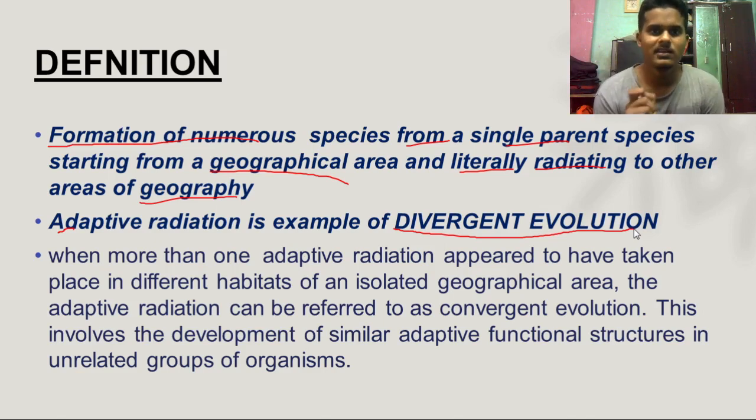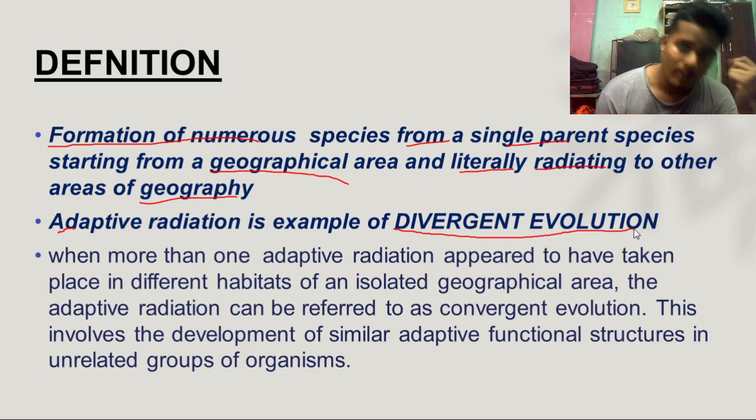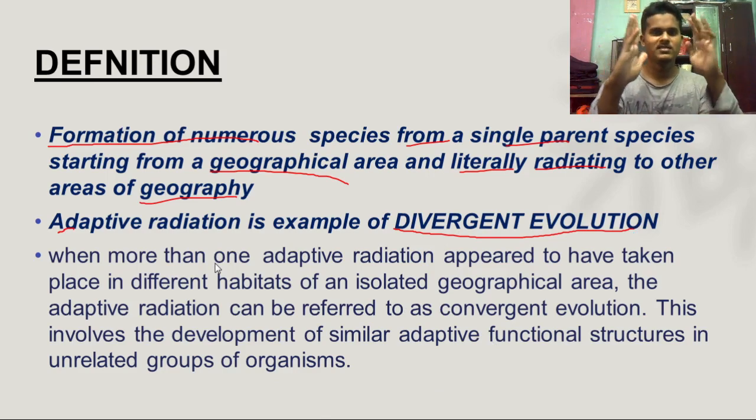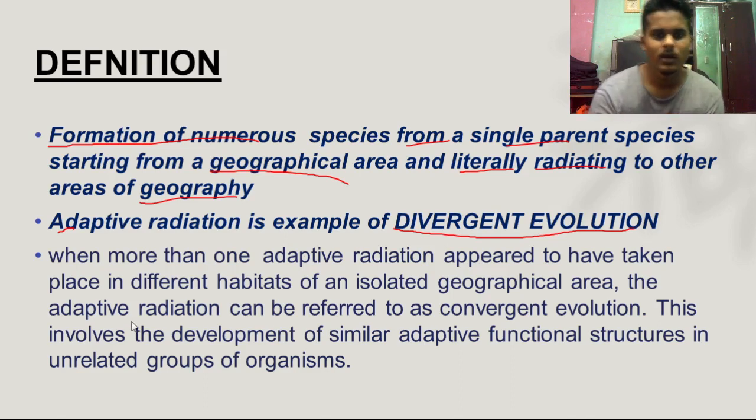Okay, convergent evolution means that when more than one adaptive radiation takes place in a single island, which means two adaptations take place in parallel in a single island, it's known as convergent evolution. Adaptive radiation, more than one adaptive radiation, means convergent evolution, which will make the organisms develop analogous structures, which is an example of convergent evolution.